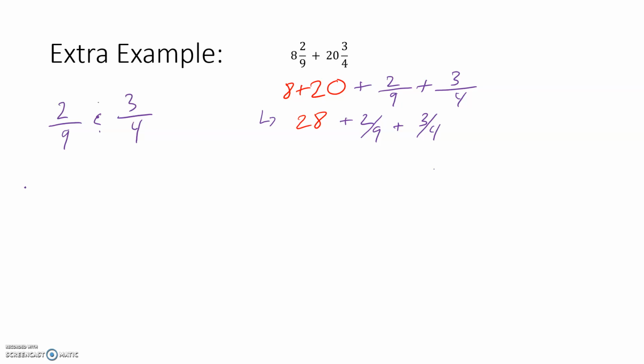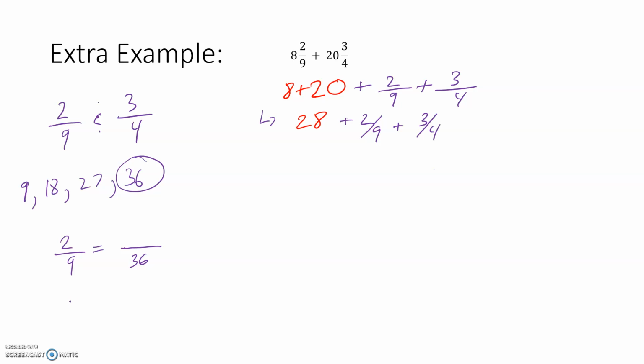So I have 9. Is 9 a multiple of 4? No. 18. Is 18 a multiple of 4? No. 27. Is 27 a multiple of 4? No. 36. Is 36 a multiple of 4? Yes, because 4 times 9 is 36. So this is going to be my common denominator. So I need to convert both these fractions into equivalent fractions with a denominator of 36.